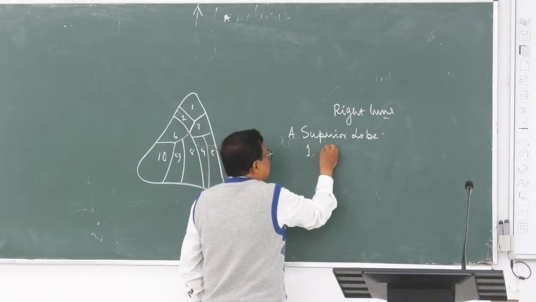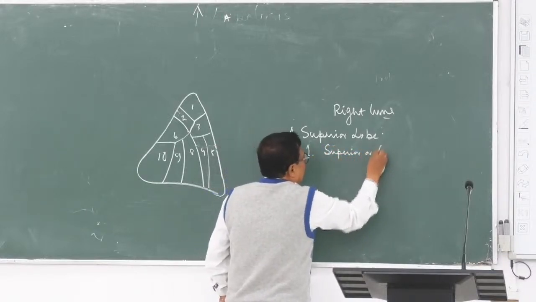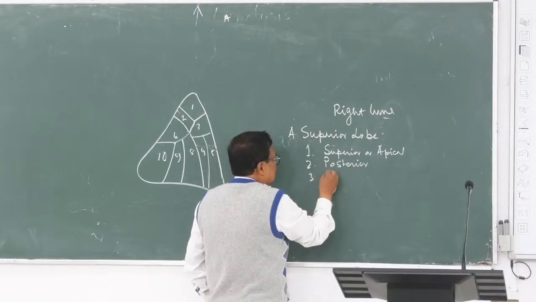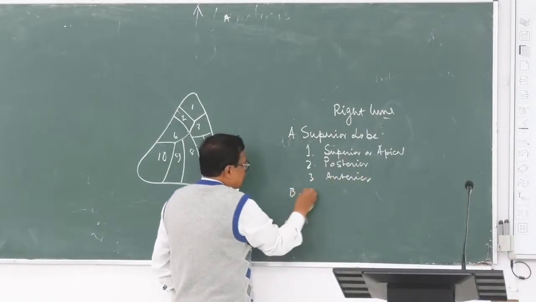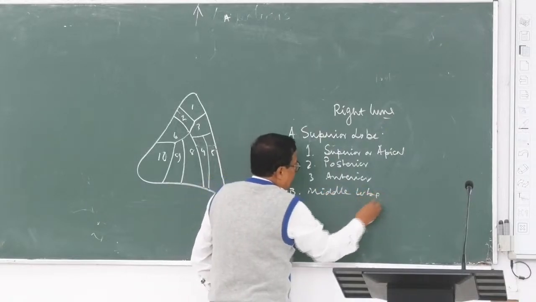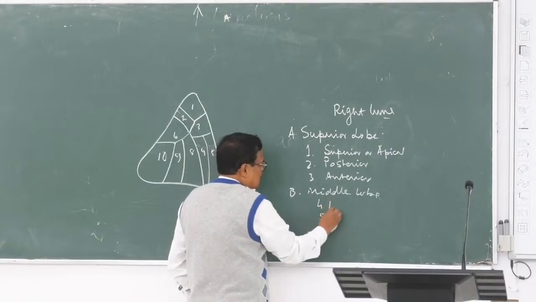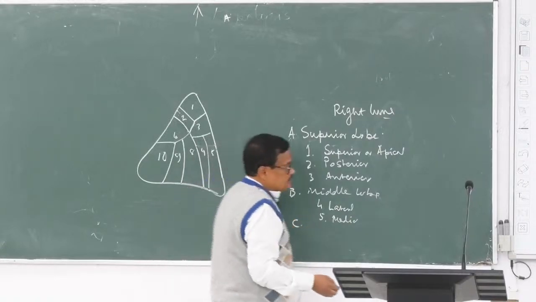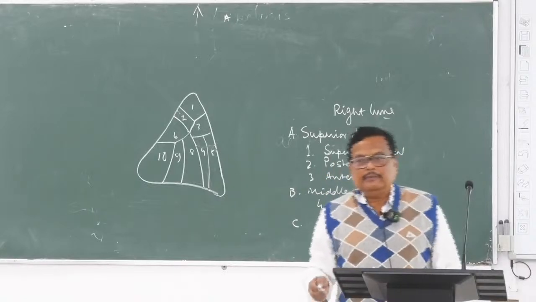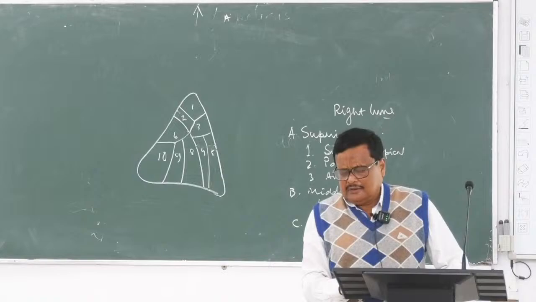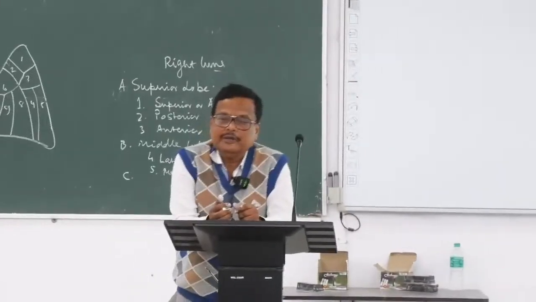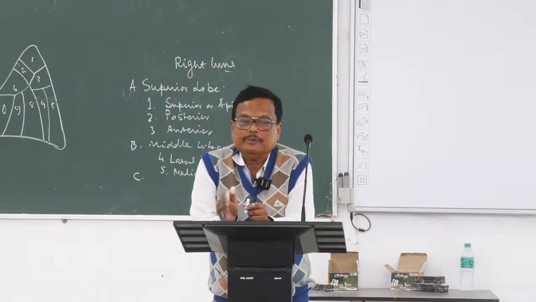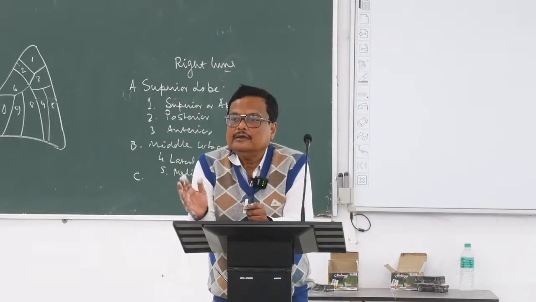There are 3 in the upper lobe: apical or superior, 2 posterior, and 3 anterior. The middle lobe has 4 lateral and 5 medial. And 6 is the superior of the lower lobe. Use the mnemonic: seed makes a little plant. Seed means superior or apical, makes means medial basal, a means anterior basal, little means lateral basal, plant means posterior basal.